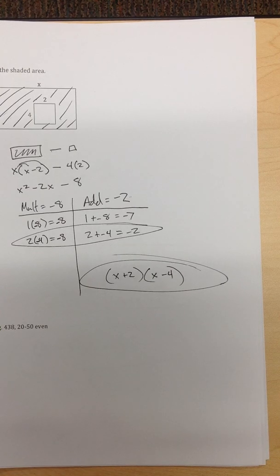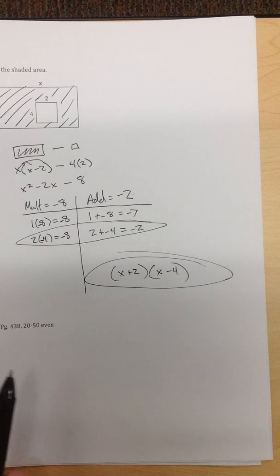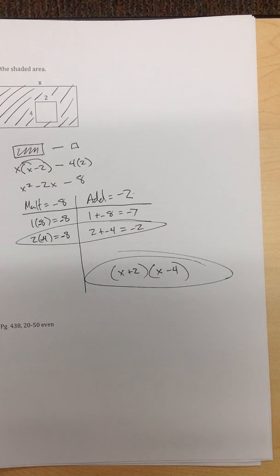Okay, so that's all we've got for notes. So your book page assignment is 438, 20 to 50 even.